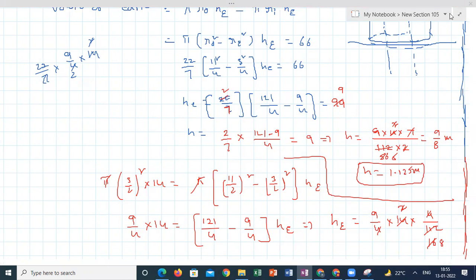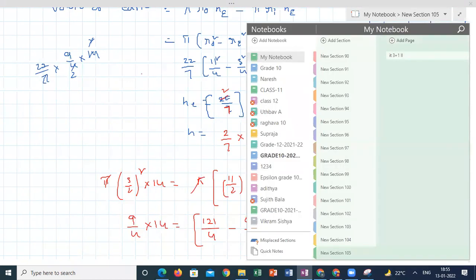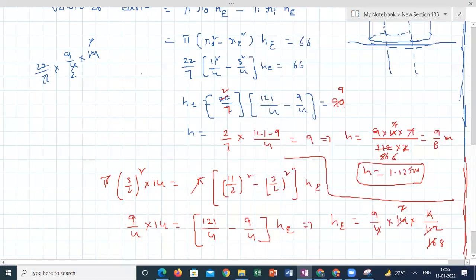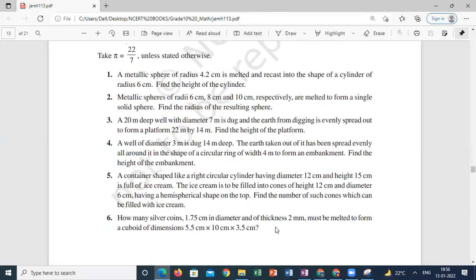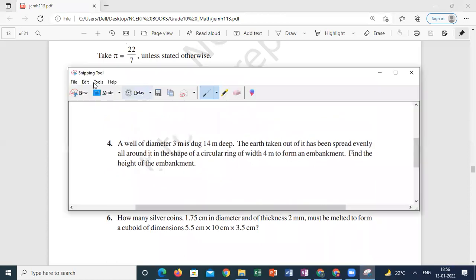Yes. Moving to the next one. Shall I move to the next one, students? Anything confused too much here? I can move to the next one. Guys, please respond. Can I move to the next one? Question 51.